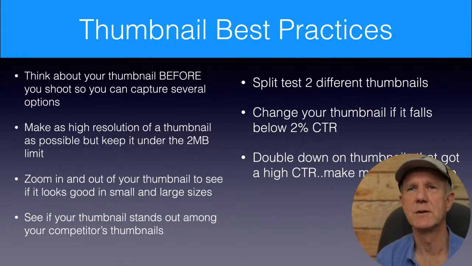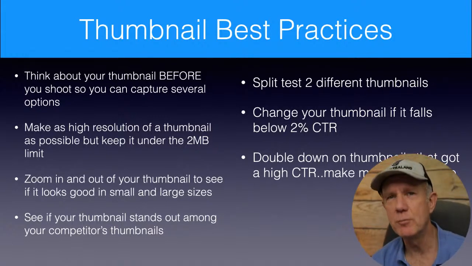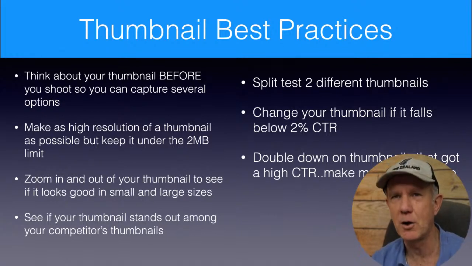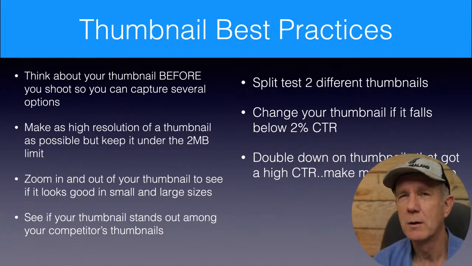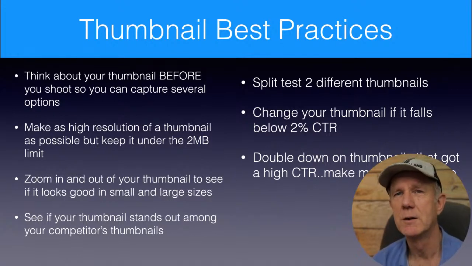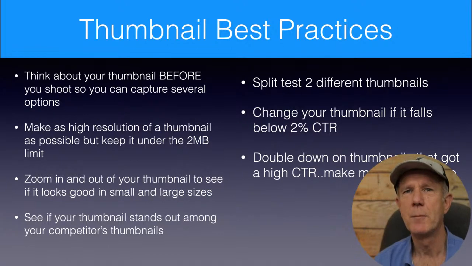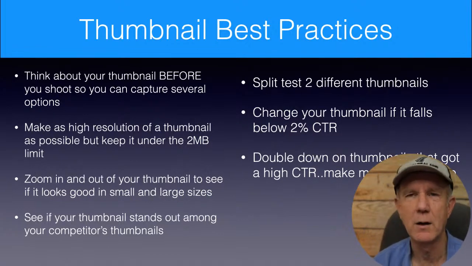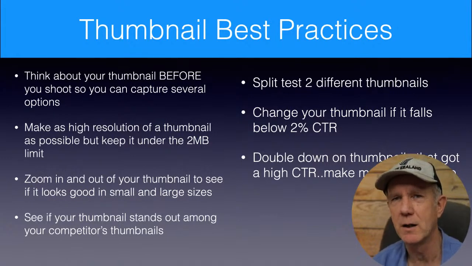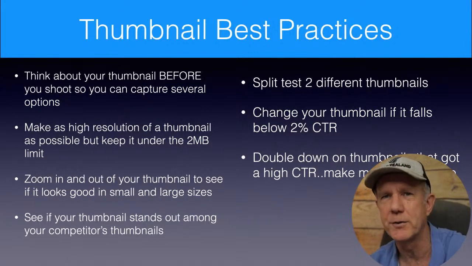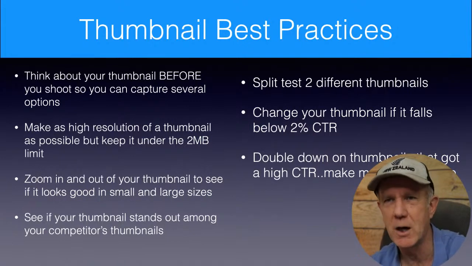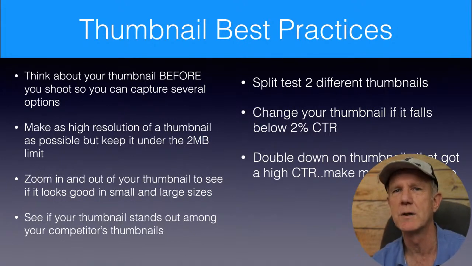Thumbnail best practices. Think about your thumbnail even before you create the content for your video. And so you want to create several different thumbnails so you can split test them. Make a high resolution thumbnail. I used 1920 by 1080. Keep it under the 2 megabyte limit because otherwise it won't upload to YouTube. You want to zoom in on your thumbnail and zoom out of your thumbnail to see if it looks good at a small size and also at the large size.